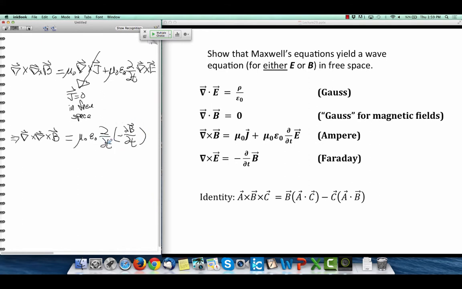First of all, the right-hand side has a second derivative of B with respect to t. That's already a piece of the wave equation. So what I need is a second derivative, a spatial derivative on the left side. What I have is this mess right here, del cross del cross B. We're just going to use this identity, which you probably saw in Math 21. A cross B cross C is that. The standard mnemonic for that is back cab: B A dot C minus C A dot B. So that's what I have here.